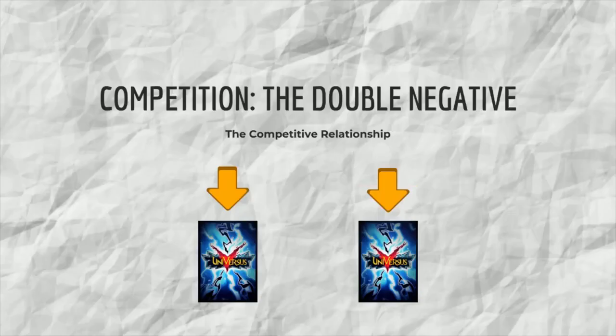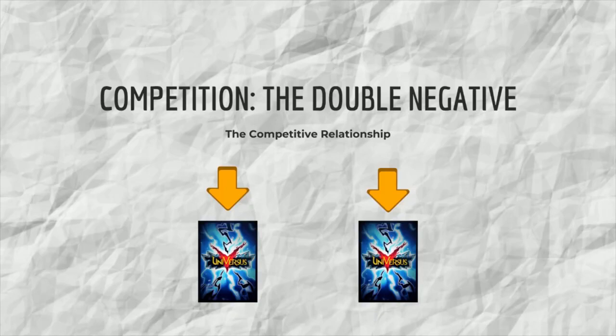Competition, the double negative. The competitive relationship. In this relationship, two cards are vying for the same third-party resource. This creates a double negative in the fact that as long as one card is being fed, the other card has less of a resource to access. And no matter which card's coming out on top, one of them is going to start struggling.